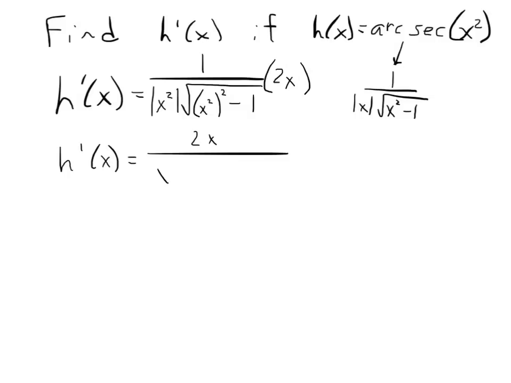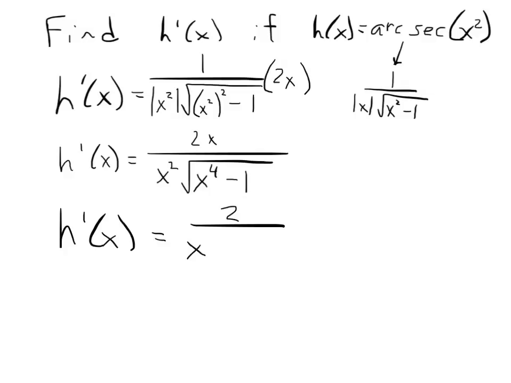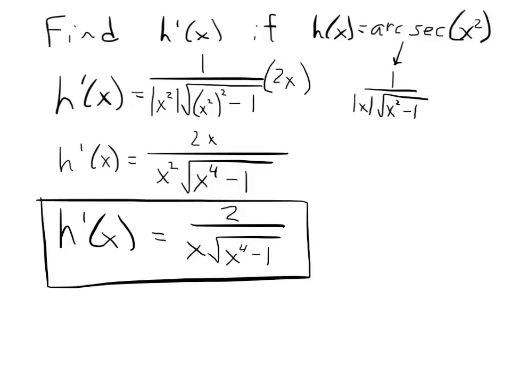So we really just have x squared on the bottom, and then I have the square root of x to the 4th minus 1. And there's one more step that I can take here. There's an x on the top and on the bottom, so those will eliminate one another, and I can end up with 2 over x times the square root of x to the 4th minus 1. And that's our derivative of arc secant of x squared. I have one last example.